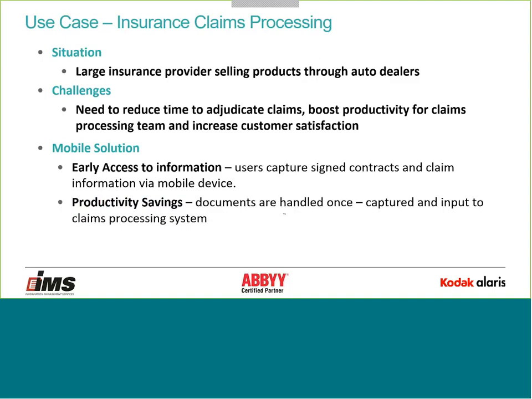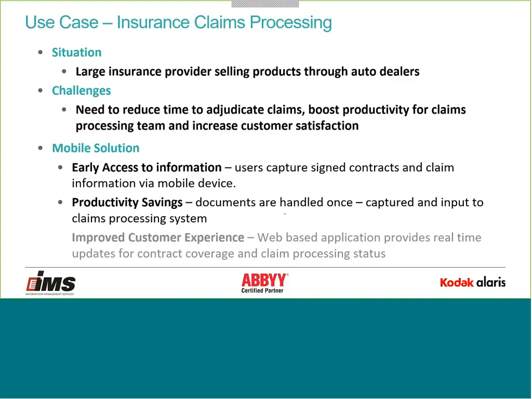As a result of mobile, because information was getting there quicker, they were able to adjudicate claims faster. They were able to see productivity savings in the amount of documents that were handled, because they were now handled only once. Paper wasn't coming in through the mail, somebody sorting it out, putting it into a folder, and then having it captured through a scanner or some other form. They were able to get a document electronically, handle it only once, and put it into the claims processing system in a matter of moments rather than in a matter of days.